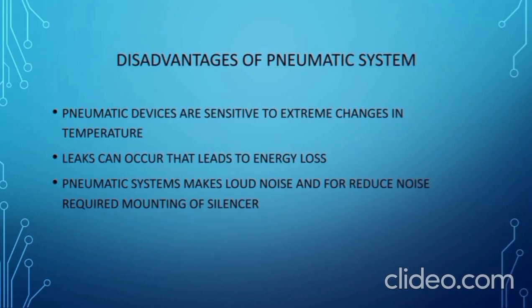Disadvantages of the pneumatic system. Leaks can occur that lead to energy loss. Pneumatic equipment should be equipped with airtight fittings so that compressed air leaks in the system can be minimized. Pneumatic systems potentially make noise. The air comes out pretty loud, which will cause noise especially on the exhaust track. As a cure for noise, a silencer is mounted on each dump line.